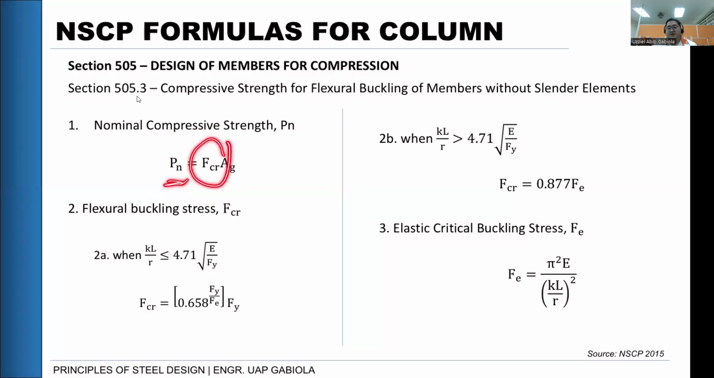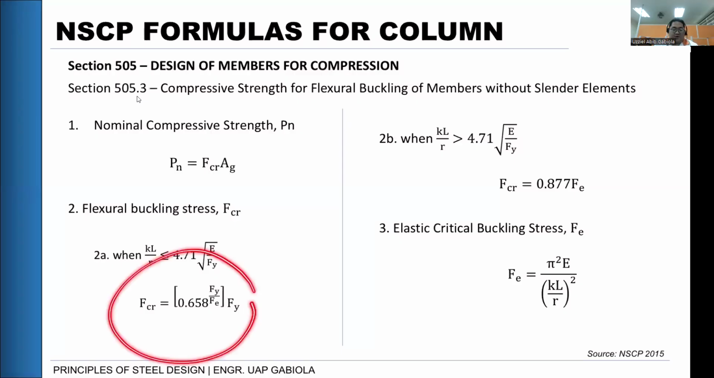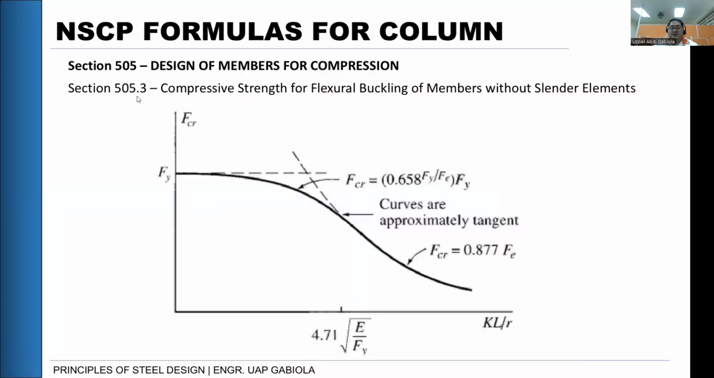As you can see, Fcr has two different cases depending on the value of KL over r. We have this portion and this portion, and those values are based on this diagram or graph. This graph pertains to the relation between the increase of KL over r and the stress the section can give, the load carrying capacity of our section.